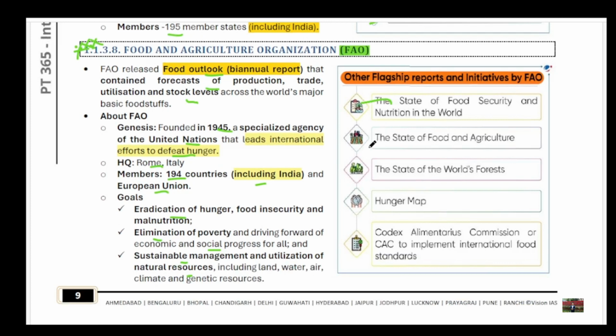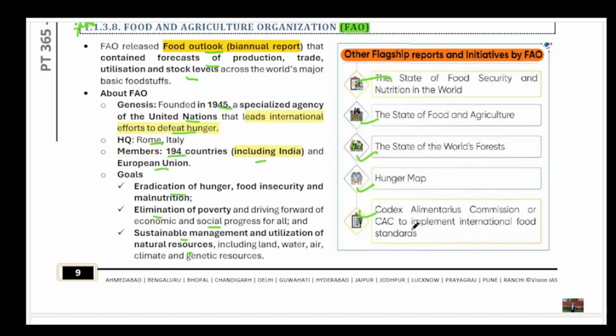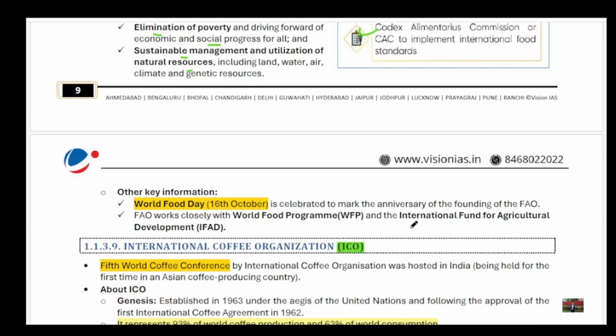So this is the report also released by FAO. The second one is the State of Food and Agriculture report. The third one is the State of the World's Forests report. The fourth one is the Hunger Map, and the fifth one is Codex Alimentarius Commission, or CAC, that is the implementation of International Food Standards, right? So there are two initiatives, that is Codex and the CAC, to implement the international food standards, right?